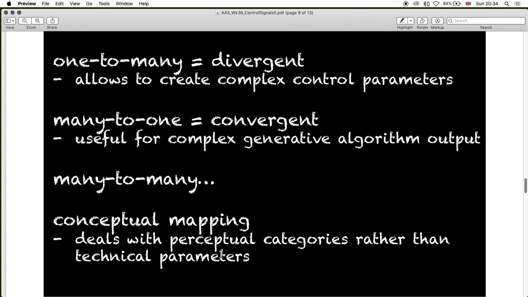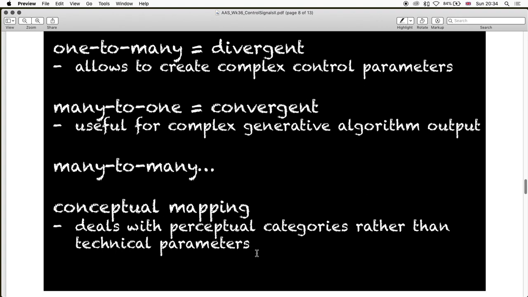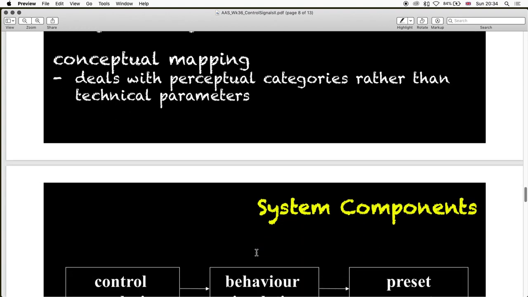So that's where conceptual mapping comes in, because once you have concepts on the input and concepts on the output, then you create the conceptual mapping, and then you can say, well, if the user is calm, please make sure he wakes up, and if he's frustrated, please make sure that he's calmed down, or anything like that. Okay, so this is just a kind of a highlight. Obviously we won't be going that far, but it's potentially useful to understand this already.